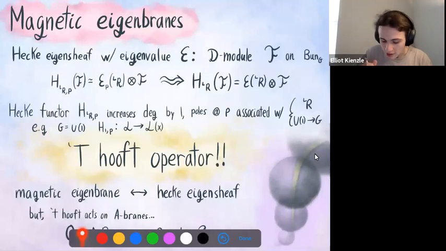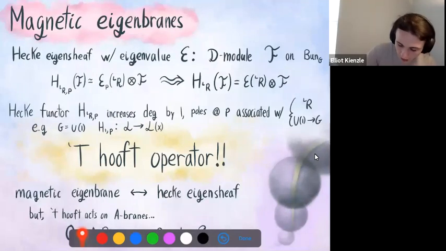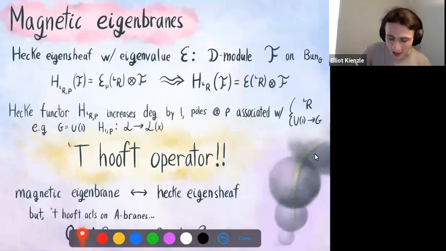Anyway, the Hecke functor increases the degree by 1 at P of the associated vector bundle. And the way it does that is with the associated U(1) homomorphism into G. So for example, if G is U(1), then the Hecke functor at a point P just acts to increase the degree by essentially adding a divisor at that point. You're allowing poles at that point. This is almost exactly the 't Hooft operator, right? Remember this guy over here?